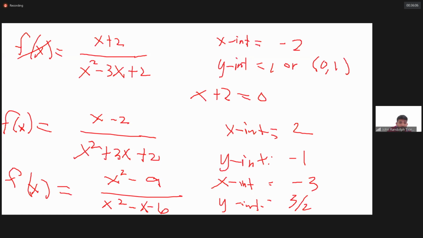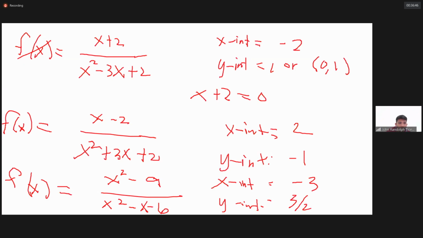Bakit negative 3? Bakit hindi negative 3? X squared minus 9 equals 0. Yep, 1.5 Mara, that's correct. Sagot mo negative 9? Ba't sagot mo negative 9? Bakit 9 ang sagot mo? Okay, negative 3. Yeah, that's correct. So x-intercept, guys, negative 3. And you have their y-intercept equals 3 halves. You know, galing.